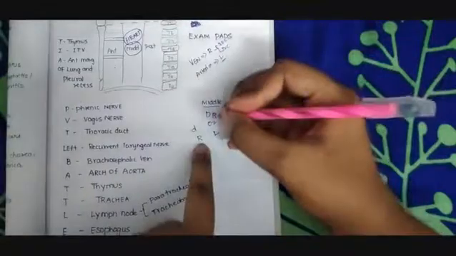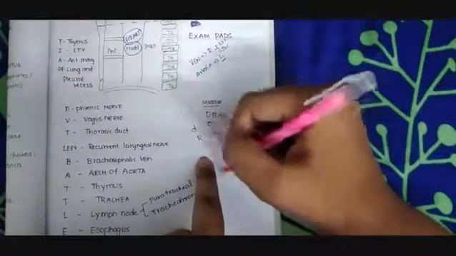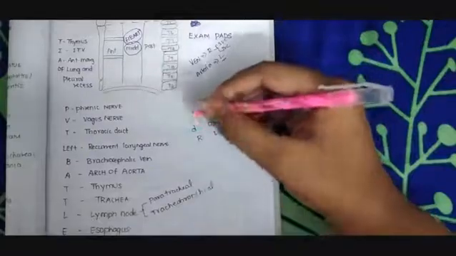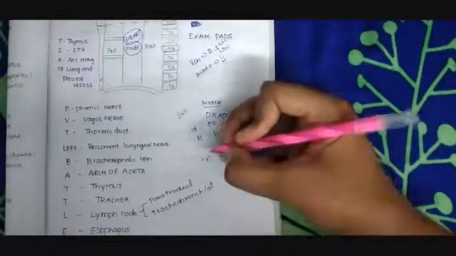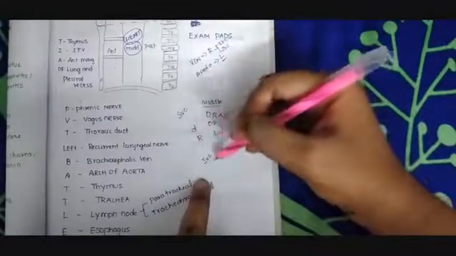The deoxygenated blood will be drained from all parts of the body into the heart via two important structures, which are nothing but the superior vena cava and the inferior vena cava, which drain the venous blood from the upper and lower parts of the body.